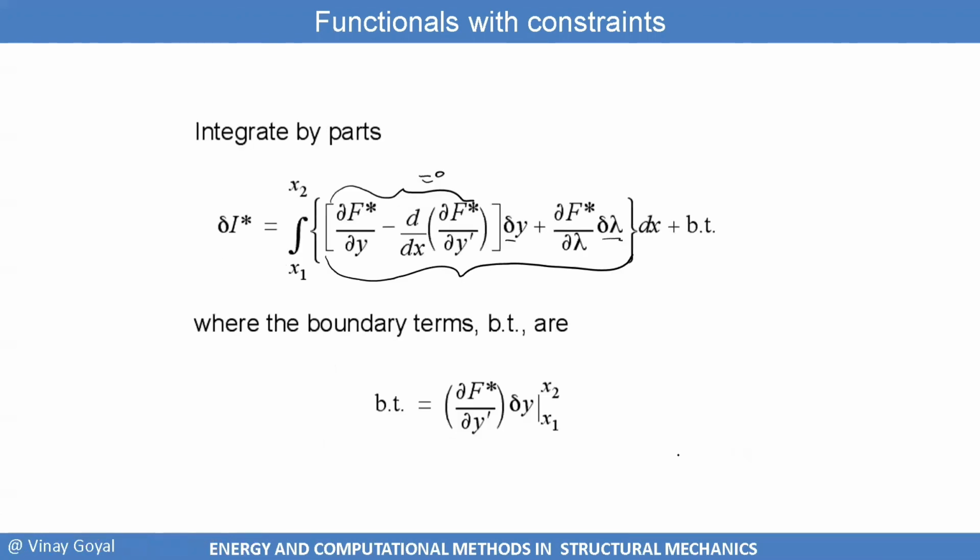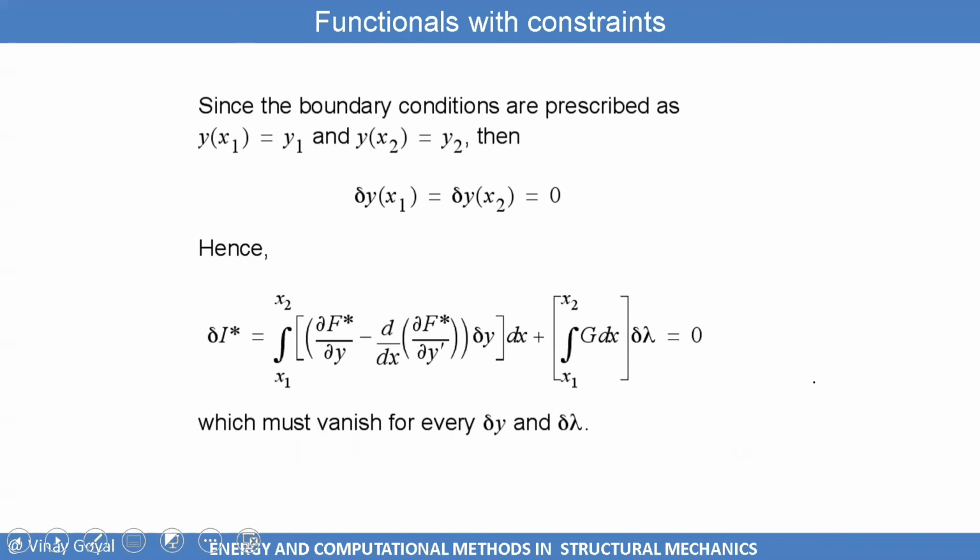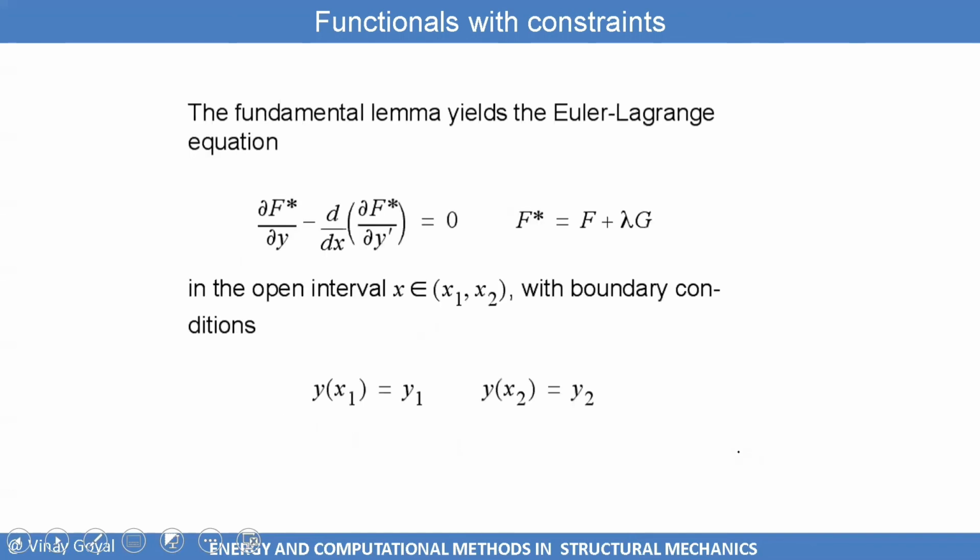Since in our case we're going to specify the boundary conditions, so y at x1 and y at x2 will be specified, then del y is 0. And so this goes away at the boundaries. That's only if I specify it. I'm going to specify it for this particular example. So this is what we got. And by the fundamental lemma of calculus of variations, you get your first equation, and then you will get your constraint naturally, which was already given.